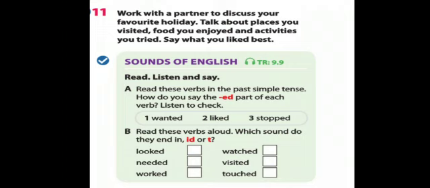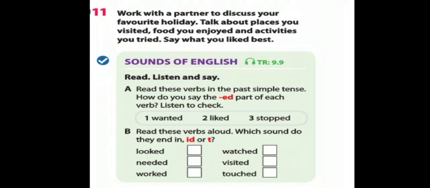Page 91, Sounds of English. Letter B. Read these verbs aloud. Which sound do they end in, ID or T? Look, and here added ed. It ends with K. Need ends with D, then we put ed. Work ends with K, and then we put ed. Watch ends with CH, and we put ed. Visit ends with T, and then we put ed. Touch ends with ch, and we added ed.